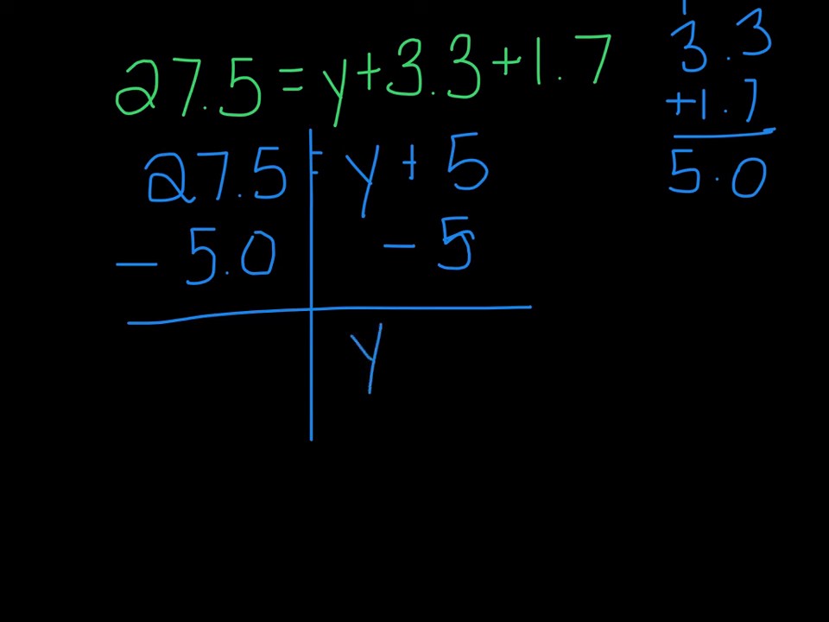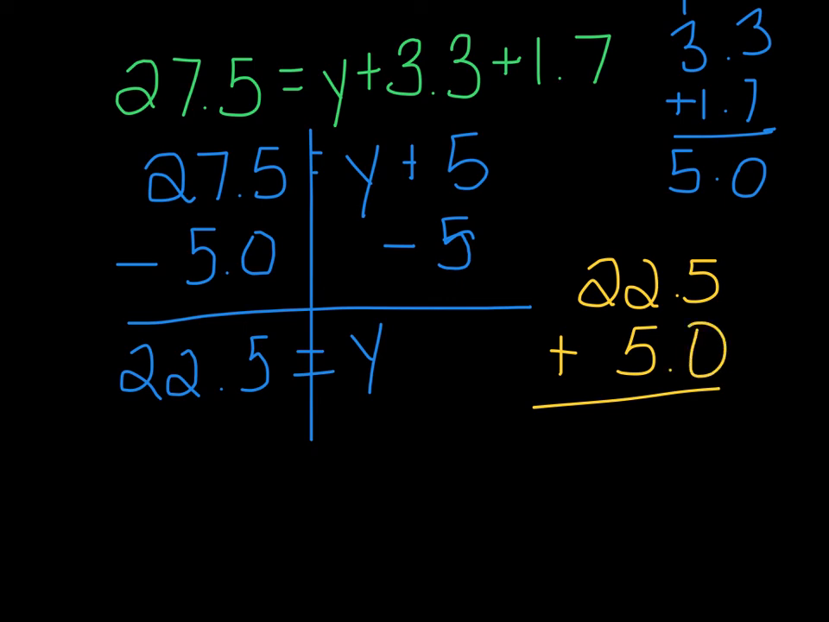So now I have y, this equals 0, 5 minus 5 equals 0, so I don't have to write anything, equals, and now I subtract 5, bring down the decimal point, 2, and 2. 22.5 equals y. And in order to check that, I would add 22.5 plus 5, and that would equal 27.5.